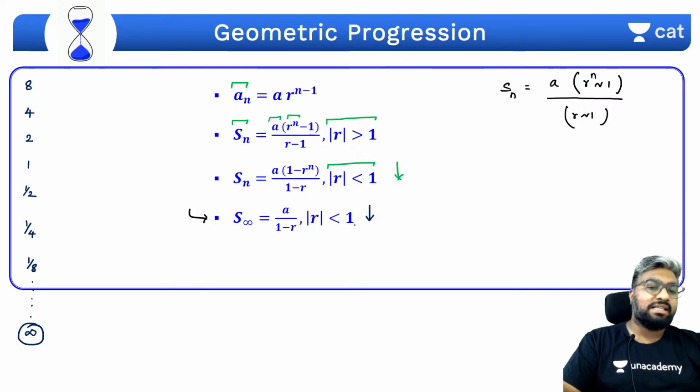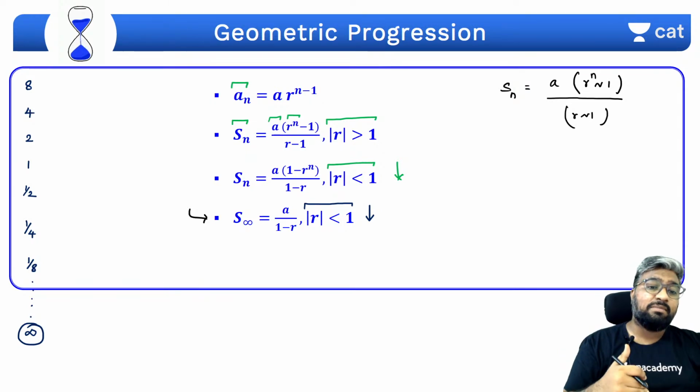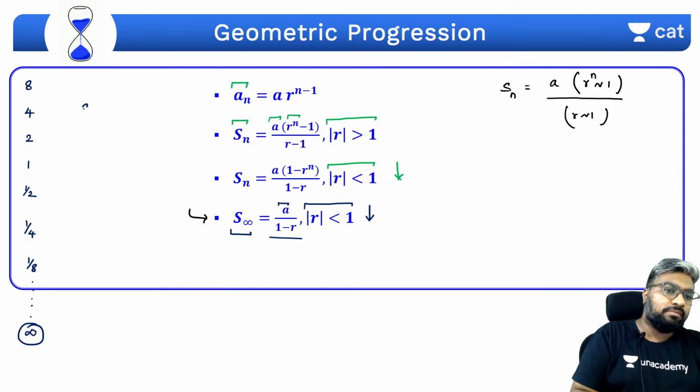This will work only in a decreasing GP, because in an increasing GP you will not be able to fathom it. In a decreasing GP you can at least get the sum. So the sum of infinite terms is given as a by 1 minus R. Okay, now let's say I want to find the sum from 8 till infinity, what will its sum be?